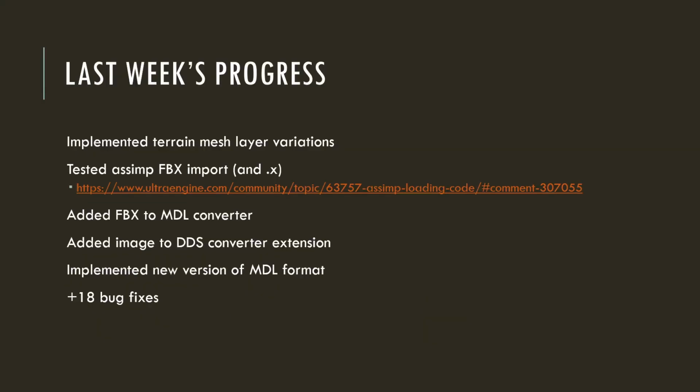So last week, on Saturday, I was talking a lot about terrain mesh layers, and I was saying the variations feature was kind of the last thing I wanted to get done. That was the last big thing. And I actually did get that working on Saturday. This is a little bit complicated because you create a mesh layer for the terrain, and then you can also add variations to it.